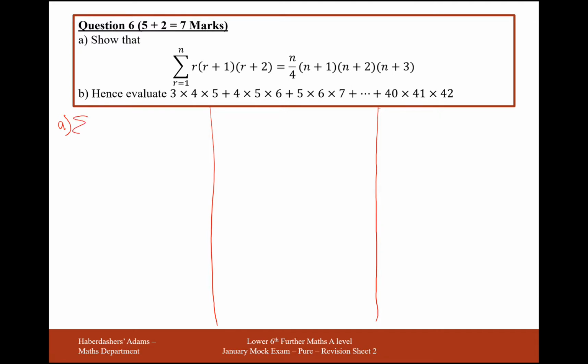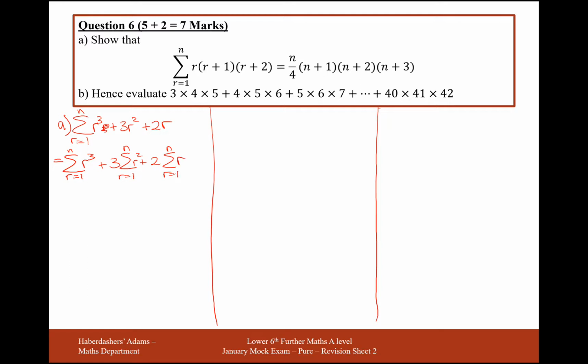So the first thing we need to do is to split up our brackets here and expand what we have. So we're going to get r cubed plus 3r squared plus 2r. So once you expand the brackets, this is what you'll get. And then we split up these three separate summations just like this. We're going to factorize out a 3 to the front of this expression as well, and factorize a 2 out to the front of this expression as well.